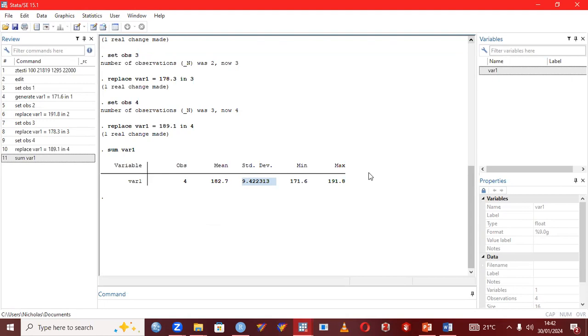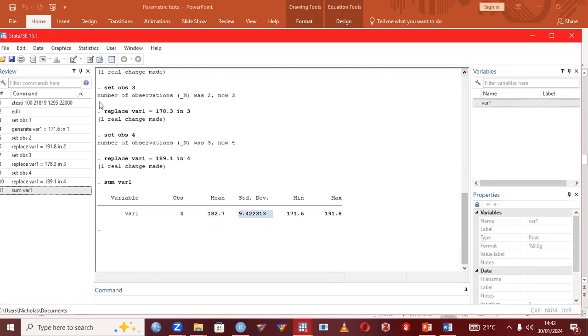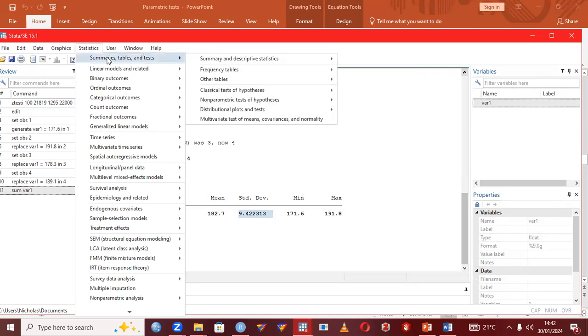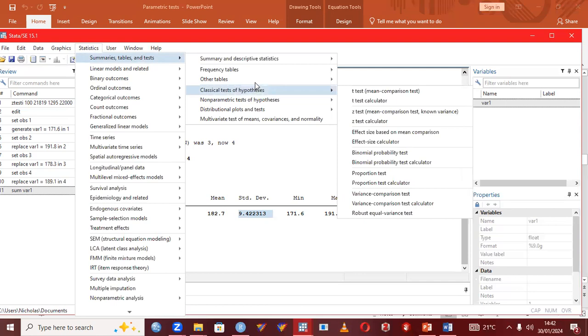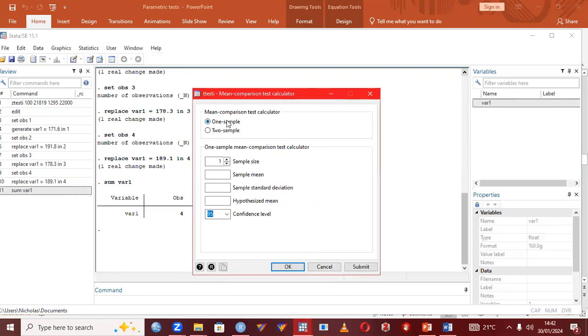To be able to do this one, you repeat the same procedure. You come to statistics, you go to tables, you go to classical tests of hypothesis, then you go to t-test calculator. And of course, we're dealing with one sample. The sample size is 4. There are 4 respondents. The sample mean when we computed was 182.7, and the standard deviation was what?